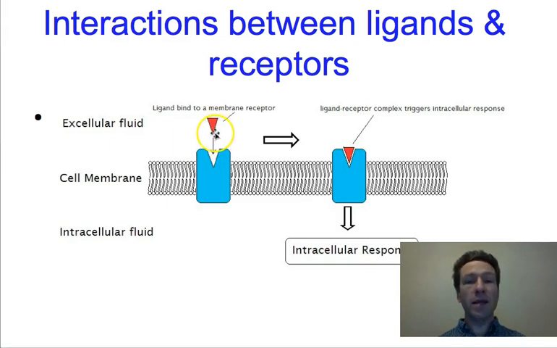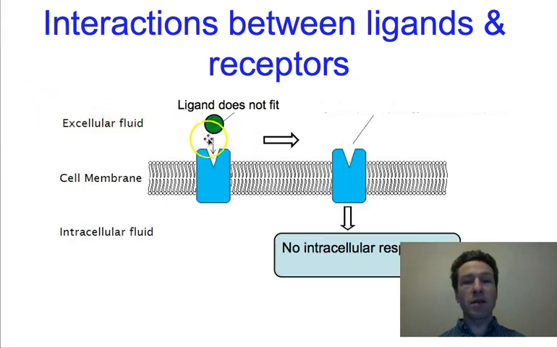A ligand that has the appropriate shape can fit into a particular location on the receptor, and once this has happened as sketched here, then there can be an intracellular response. However, if the ligand has a different shape and it cannot interact with the receptor, then no response would occur.